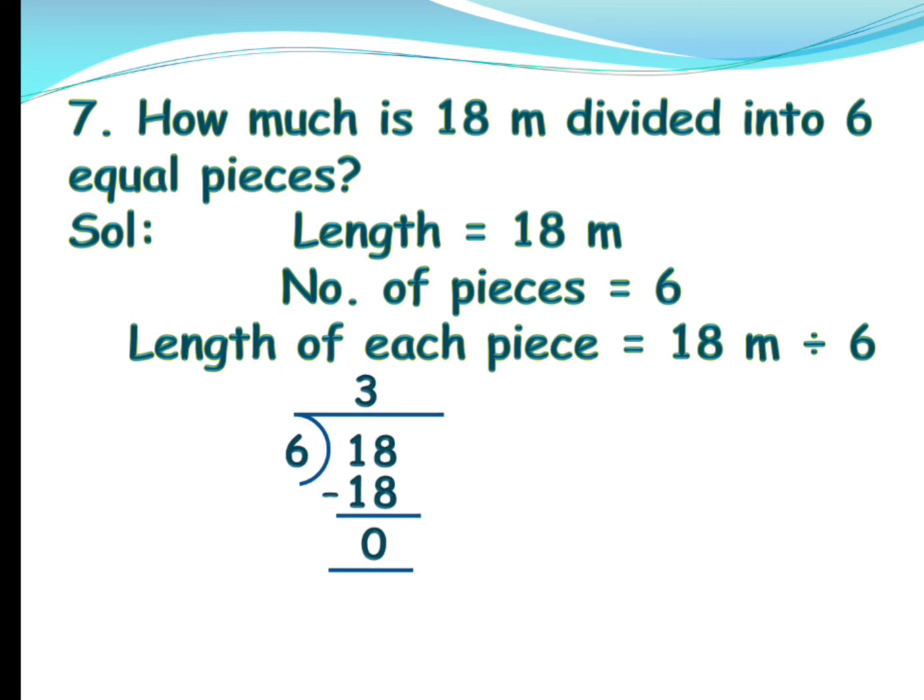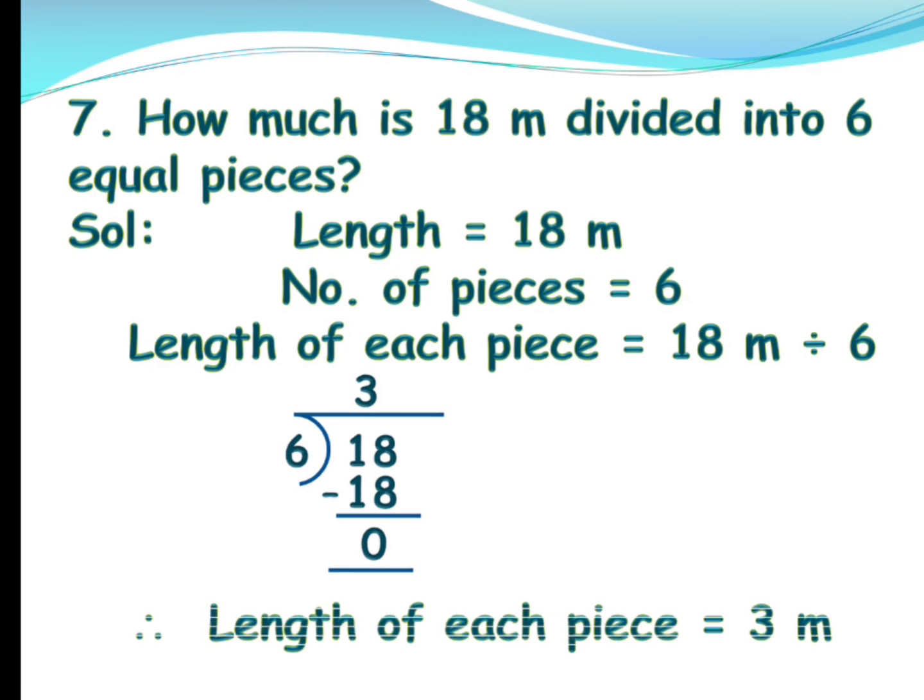Okay. So the length of each piece will be 3 meters. Okay children. So finally what you will write, length of each piece is equal to 3 meters. As the remainder is 0, there is no leftover cloth. Okay, it is completely equally divided. Okay, if the remainder has some number, that means it is not equally divided, some part of the cloth will remain undivided, undistributed. Okay children, so write these sums in your classwork.